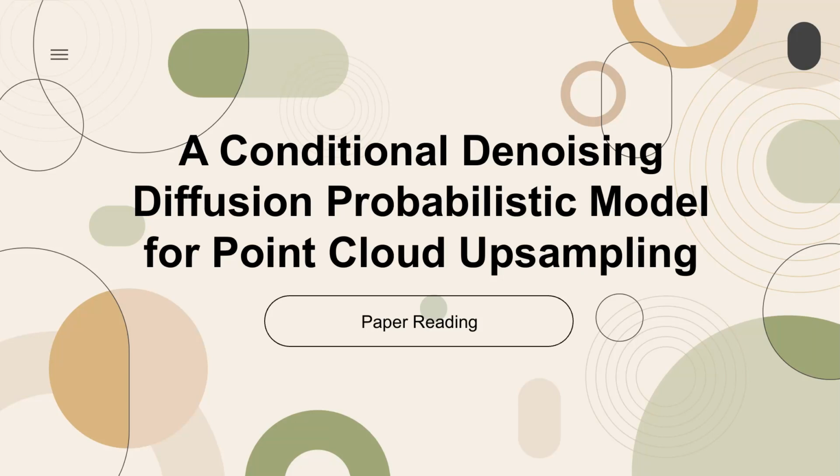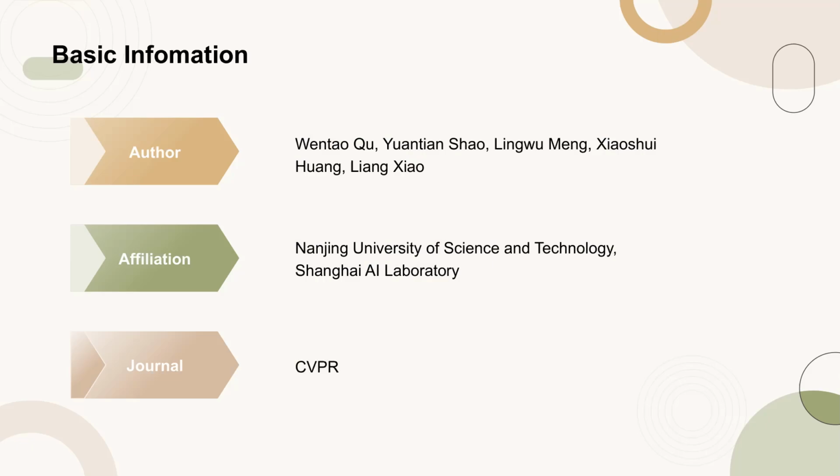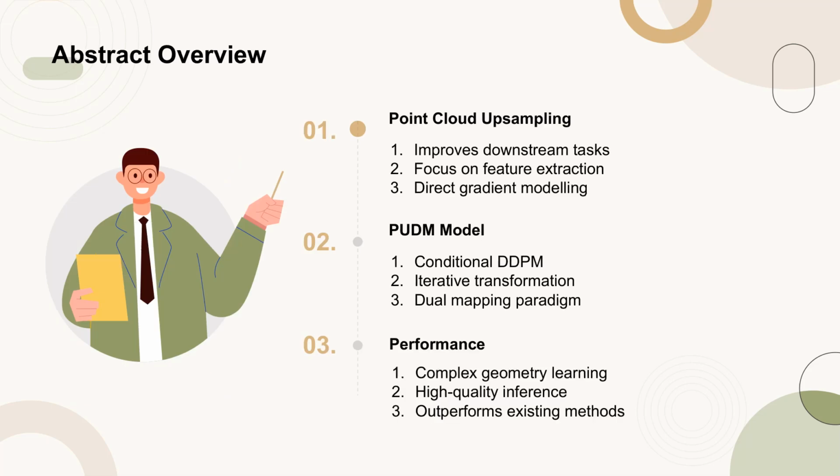Today's paper is titled, A Conditional Denoising Diffusion Probabilistic Model for Point Cloud Upsampling. This paper was published at CVPR by Wentao Chu and colleagues from Nanjing University of Science and Technology and Shanghai AI Laboratory. The abstract introduces the concept of point cloud upsampling, PCU, which enhances the representation of raw point clouds, thereby improving performance in tasks like classification and reconstruction.